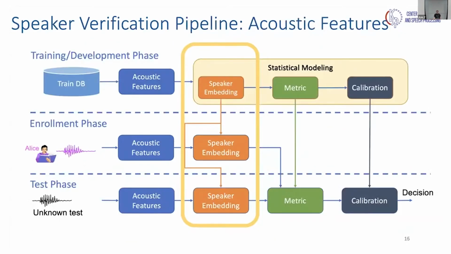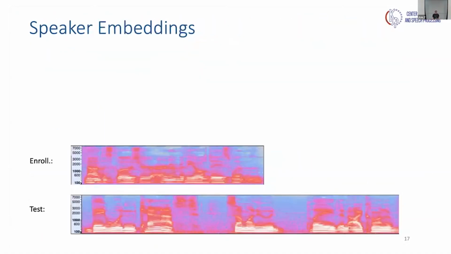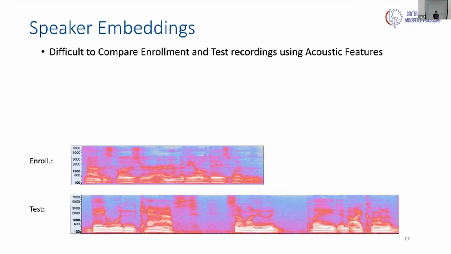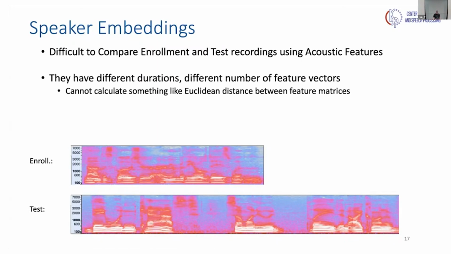Okay, so once you have the acoustic features, you will calculate the speaker embeddings. Why do we calculate the speaker embeddings? Suppose that you have some enrollment audio where the Mel filter bands look like this, and some test audio where you have these other Mel filter bands. If you want to compare these two matrices, it's going to be difficult, right? Because each of these matrices has a different duration, and in each of them the person says different things.